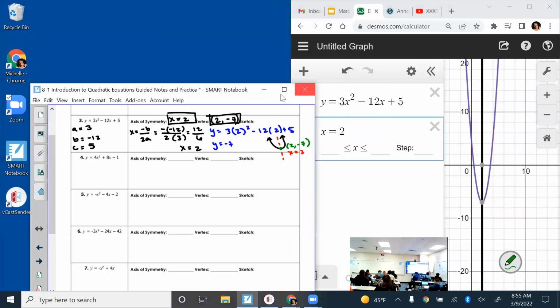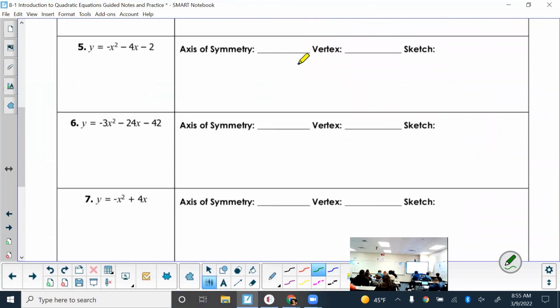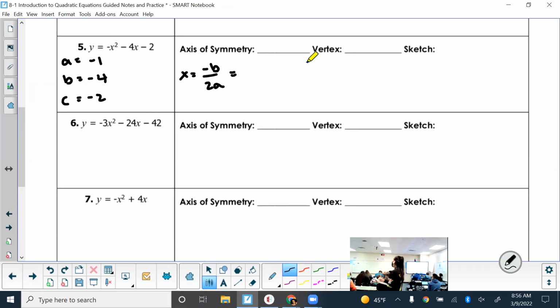All right, so let's do an example of where it opens downward. So let's look at 5 together. And we'll kind of go a little bit faster now too, since it's the same process each time. All right, so axis of symmetry, draw or write down the formula each time. X equals -b over 2a. What is my a in this equation? -1 is correct. What's b? And what's c? -2. So plug it into your formula.